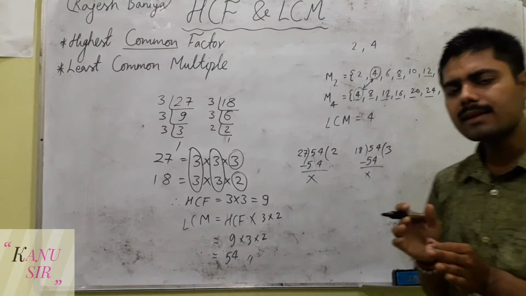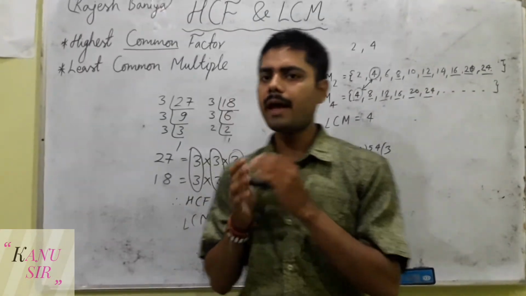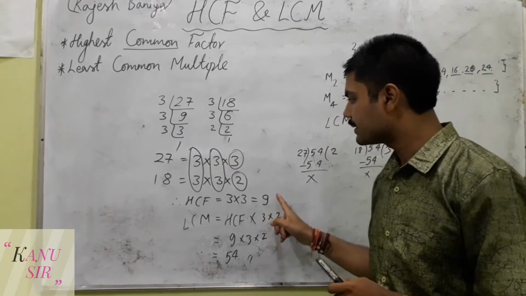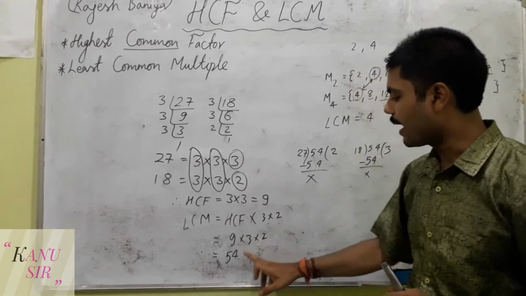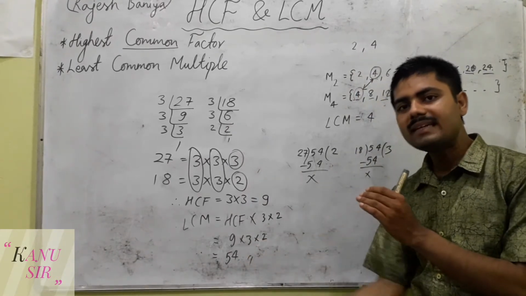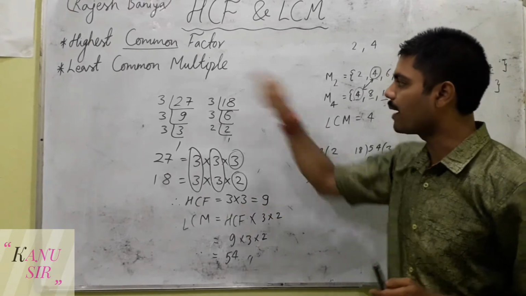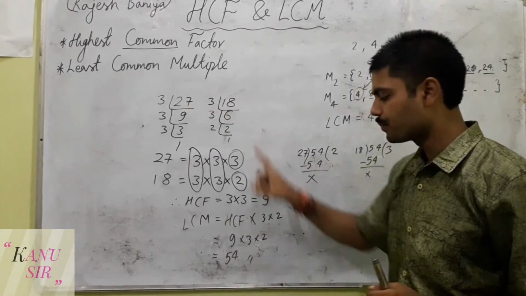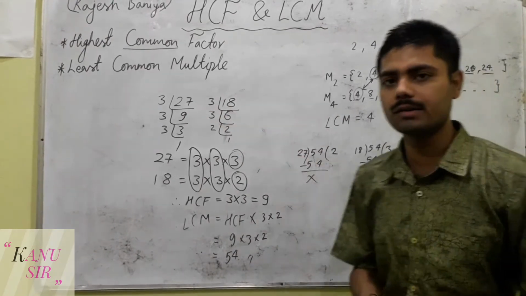So another way of understanding HCF and LCM is that HCF is a number that can divide the given numbers in a quotient, and LCM is a number that can be divided by the given numbers in a quotient.